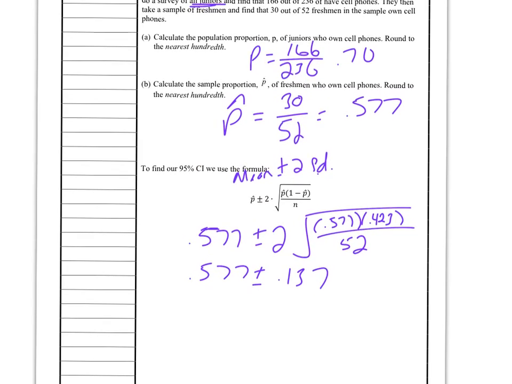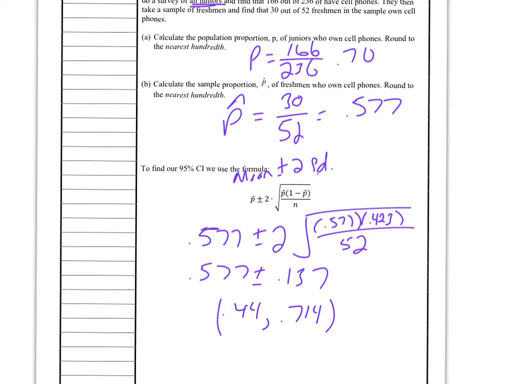So if you do the plus and the minus, you're going to end up with 0.44 up to 0.714. So we can say that we're 95% confident that the true proportion of freshmen, because p hat was talking about freshmen right here, is truly between 44 and 71% that own a cell phone.